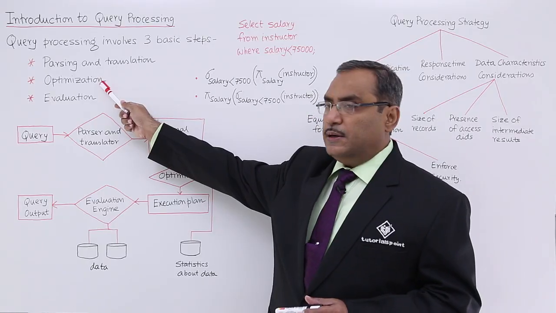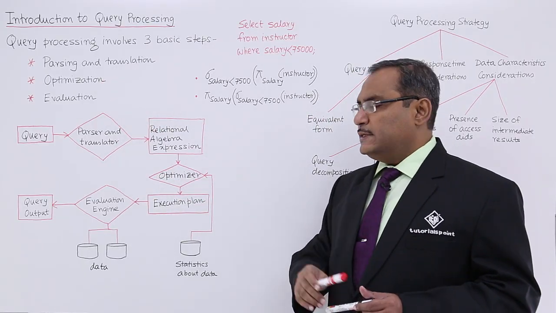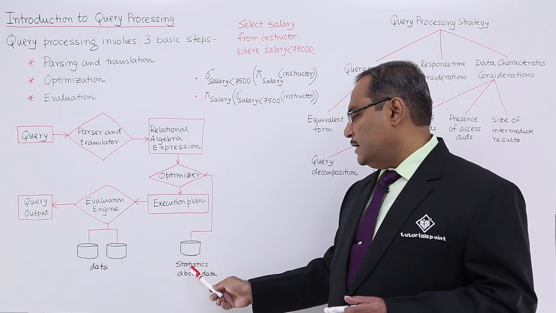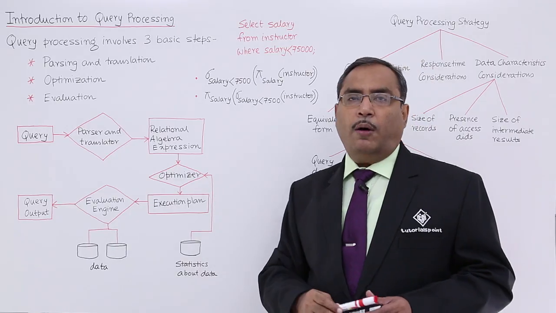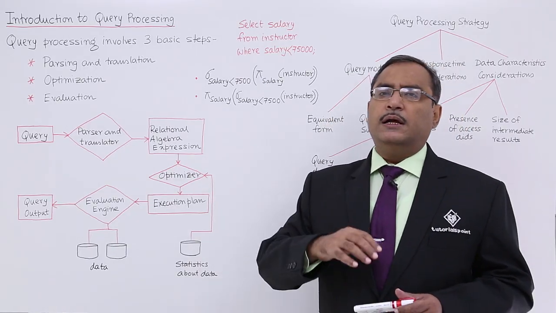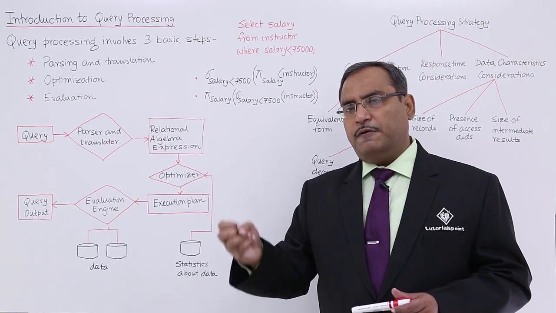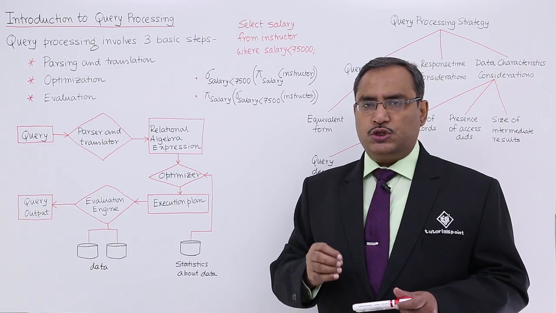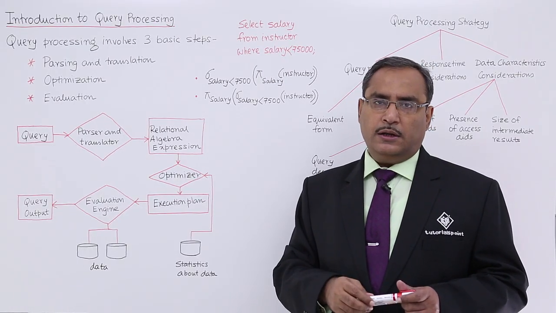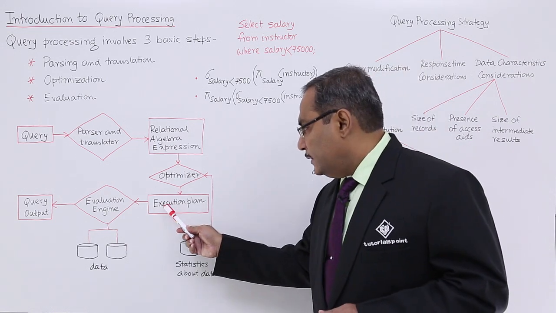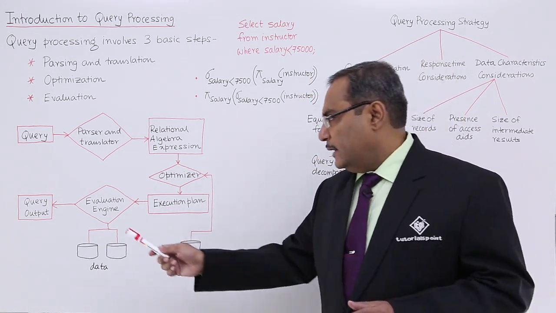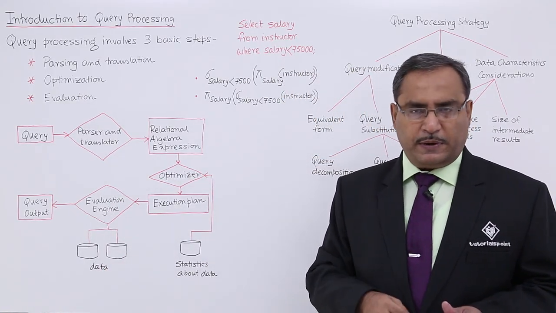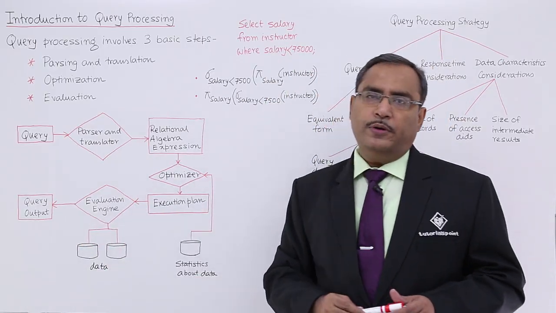So optimization is our second step. The optimizer will come into play, and this optimizer will get access to the statistics about data to do the optimization. Statistics about data means different information related to the respective data. That means where this particular data is being stored, how much data, how many tuples are going to be handled, and so on. And then the execution plan will be made, and the evaluation engine will take the help of this particular data. It will access this data, and then the query output will be obtained.